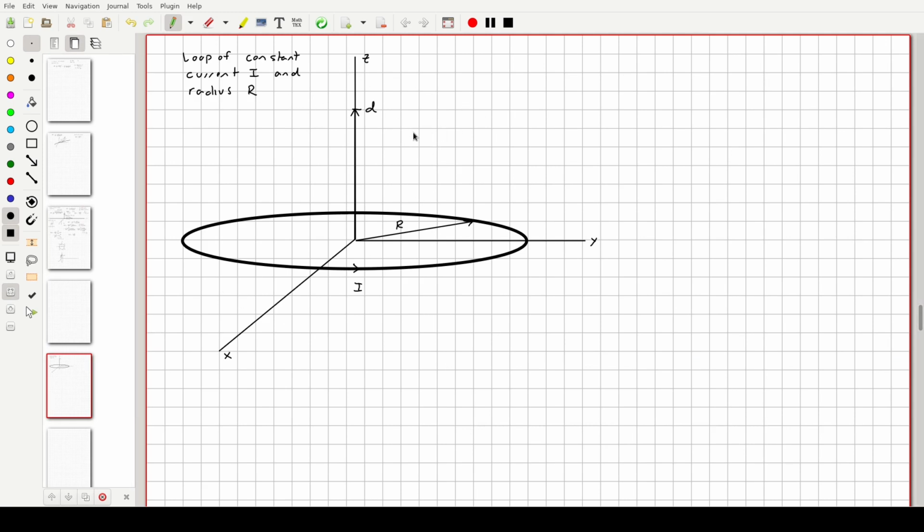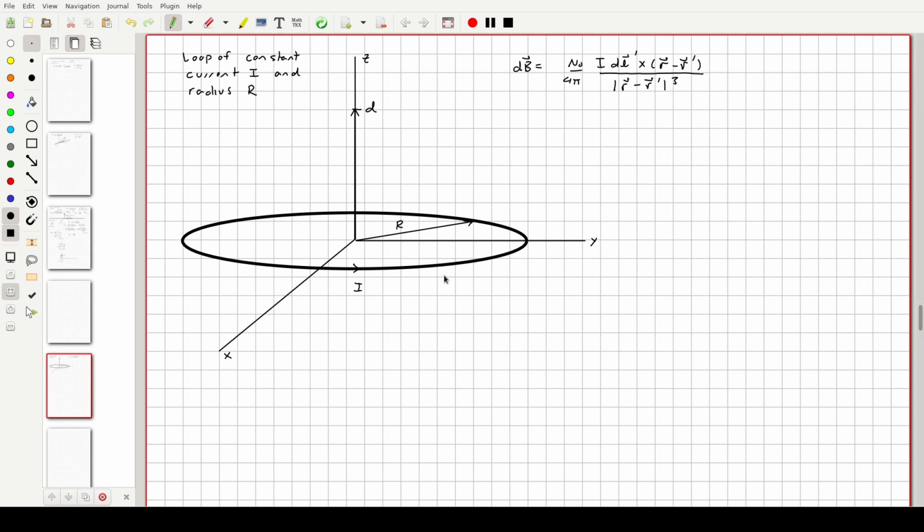Okay, so in this example here, what we have is a loop of constant current. The current's I. It makes a circle in the xy plane of radius r. Now, let's write down our Biot-Savart law. It is dB is equal to mu naught over 4 pi times I dl vector cross r minus r prime, divided by the magnitude of r minus r prime cubed.